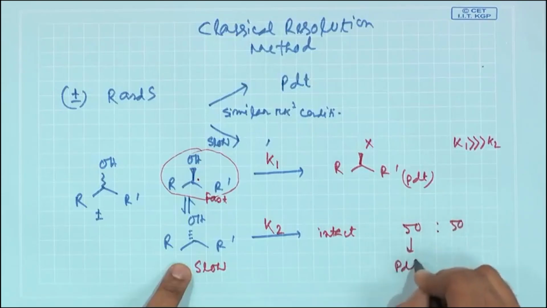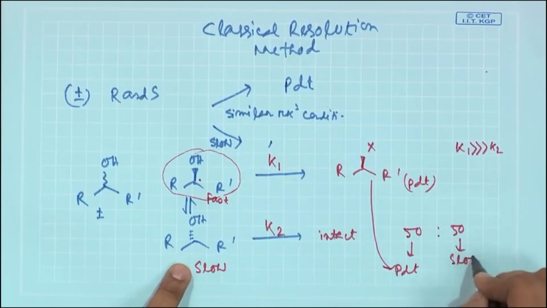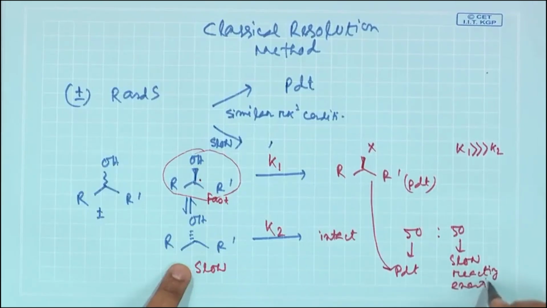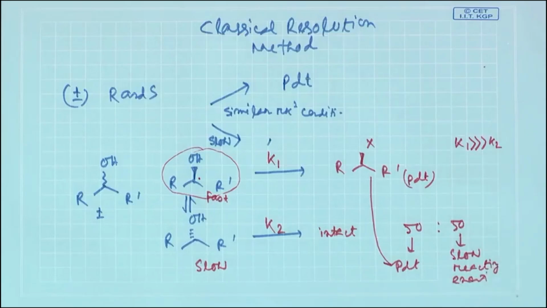So, in principle, after this reaction is over, you will get a 50-50 mixture of, in one case, this product, which is nothing but this one, and 50% of this slow reacting enantiomer. Okay. So, this is called kinetic resolution, because there is a huge kinetic rate difference between these two enantiomers. Now, what causes this huge kinetic rate difference?